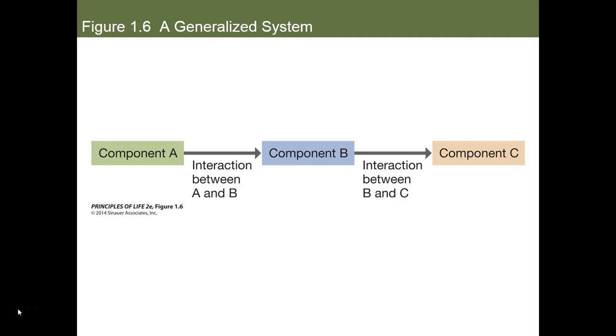Here's an example of a general system. You have components A, B, and C. You cannot truly understand the system without understanding the interactions of A and B, or the interactions between B and C.